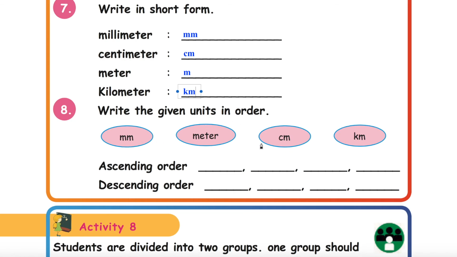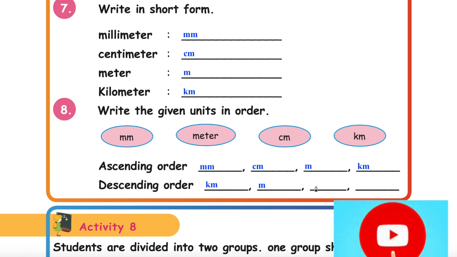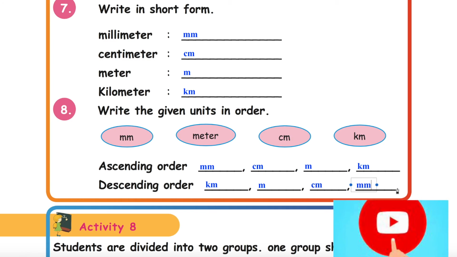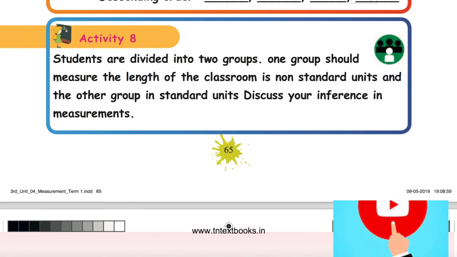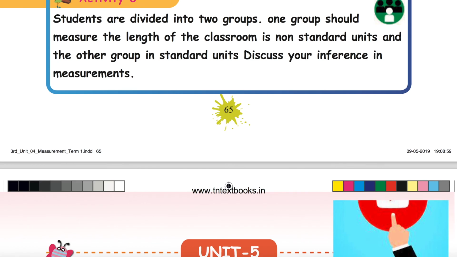Write the given units in order. Ascending order: first is mm, next is cm, then meter, then km, kilometer. Descending order: first km, then meter, then cm, then mm. Got the point? Students are divided into two groups, that you have to do on your own.